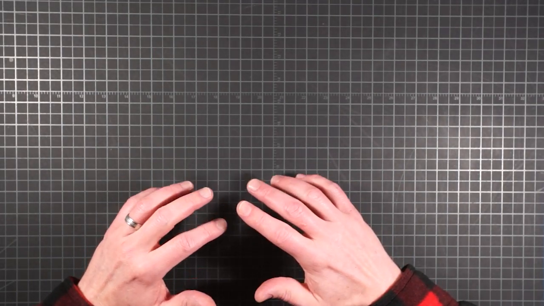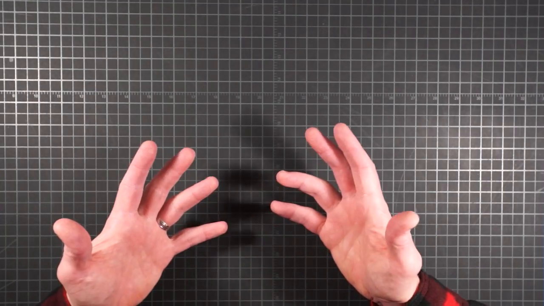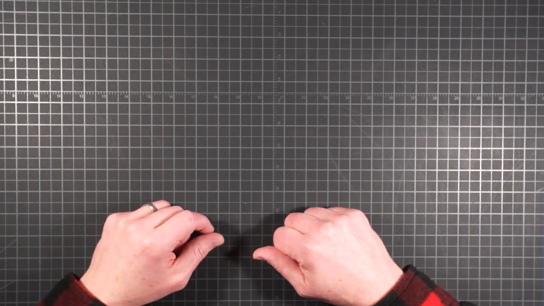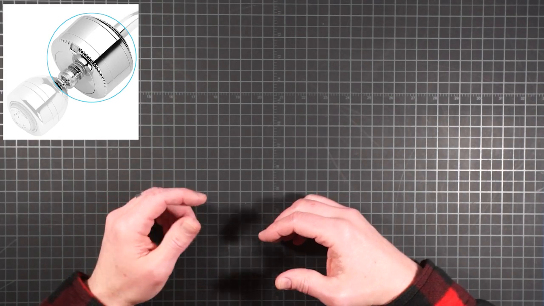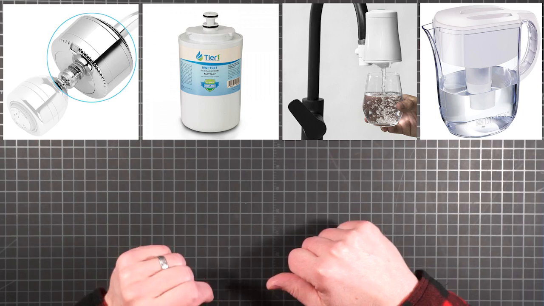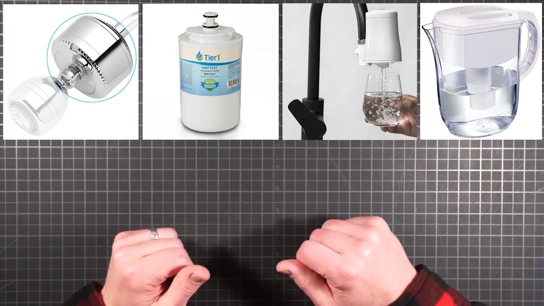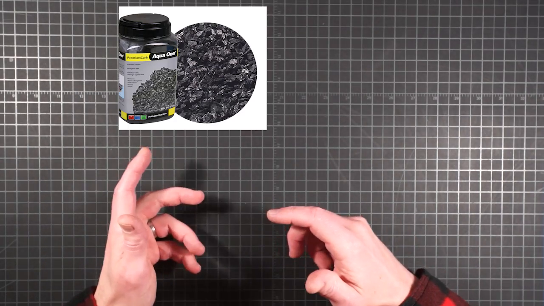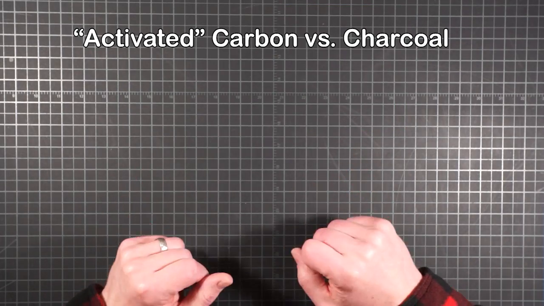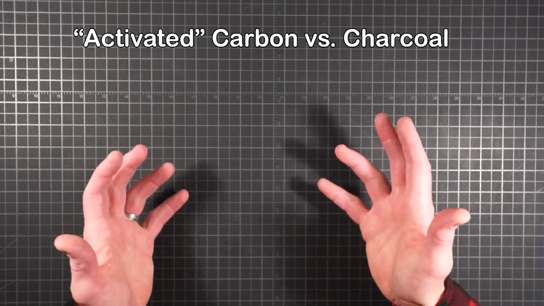So the most commonly known adsorption media is probably activated carbon, sometimes referred to as activated charcoal. Household systems from shower head attachments and refrigerator water filters to faucet heads and pitchers typically employ activated carbon elements. In fact, you can buy it in bulk to replace the granules in your fish tank filter. So what is activated carbon and how is it different than regular charcoal?